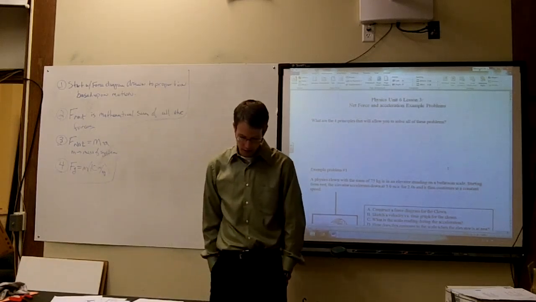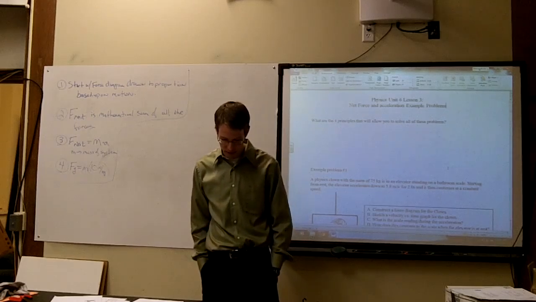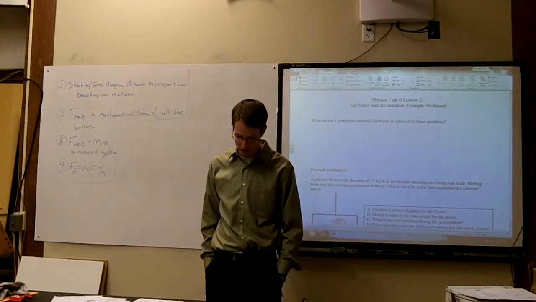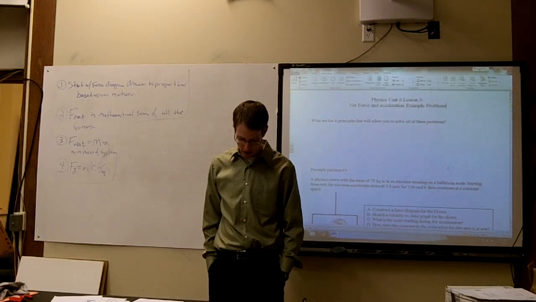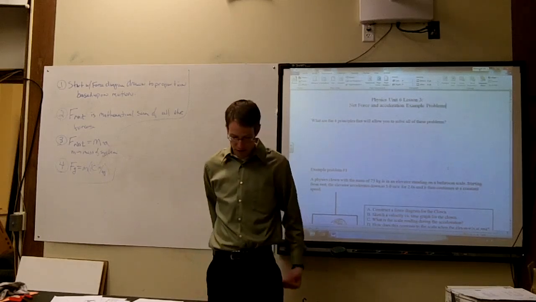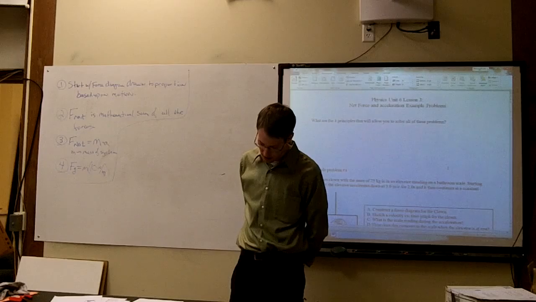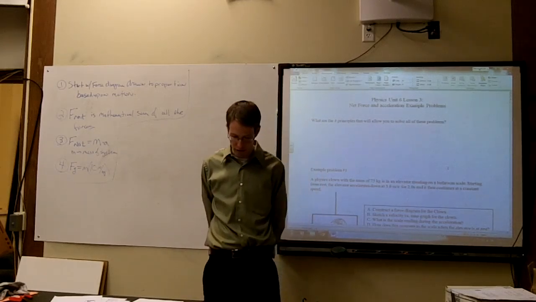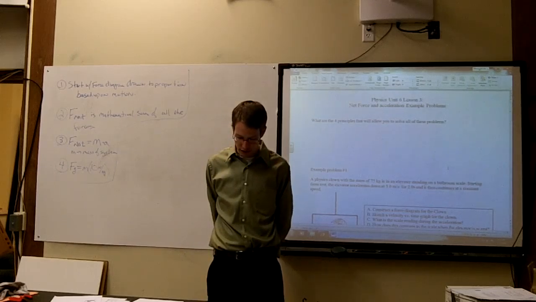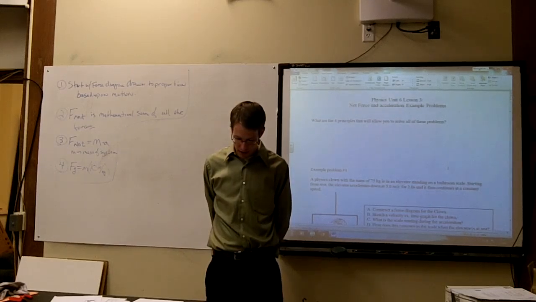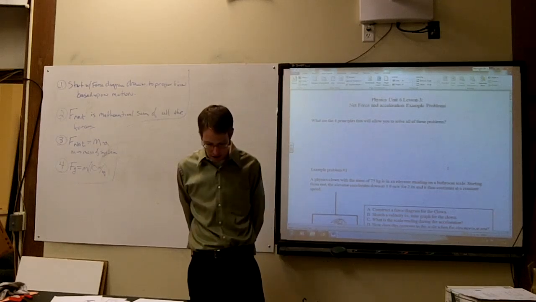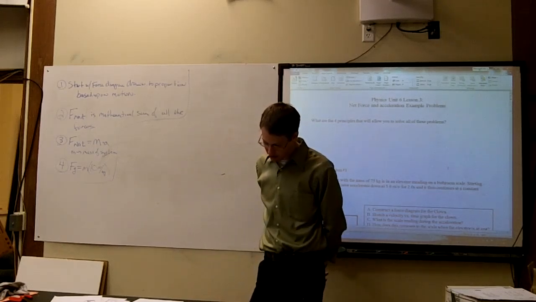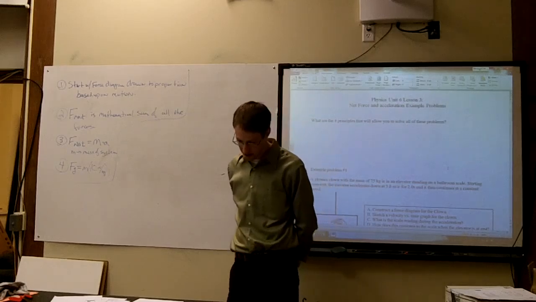A physics clown, with a mass of 75 kilograms, is in an elevator standing on a bathroom scale. It's a clown because why would anybody ever do this? Starting from rest, the elevator accelerates downward 3 meters per second for 2 seconds, and then continues at a constant speed. A, construct a force diagram for the clown. B, sketch velocity versus time. C, what's the scale reading during the acceleration, and how does this compare to the scale when the elevator is at rest?